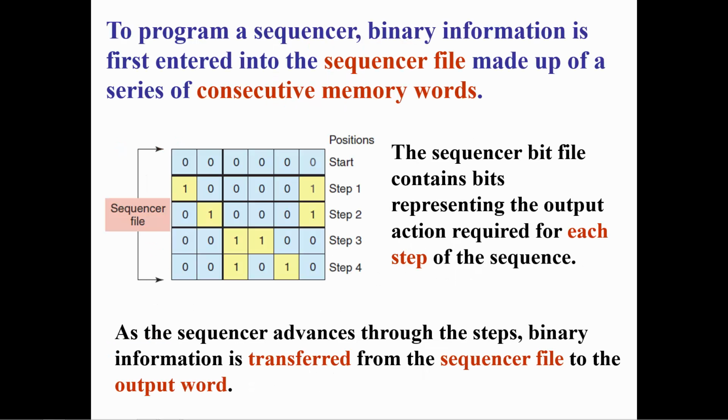To program a sequencer, binary information is input into the sequencer file specified by file in the instruction. Each word in the file represents a step in the sequence. Each bit position usually represents an output. A 1 in a bit position will usually turn the output on, and a 0 in the bit position will usually turn the output off.